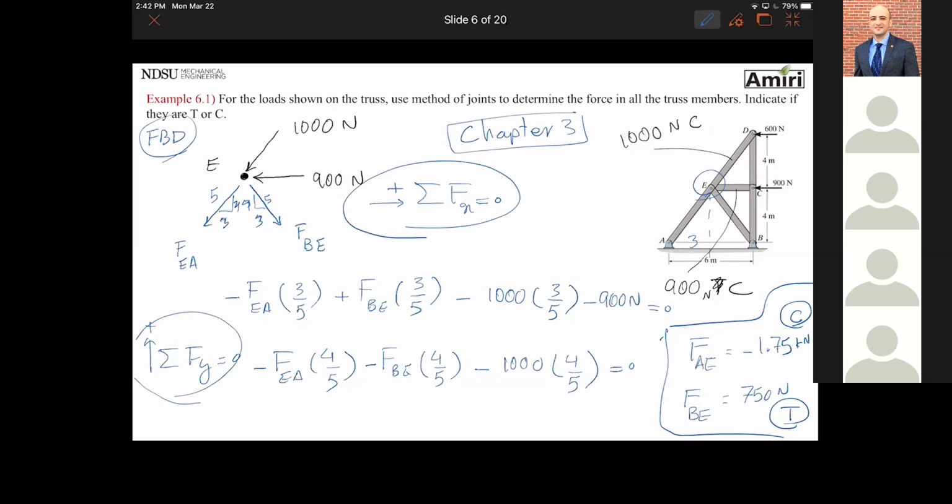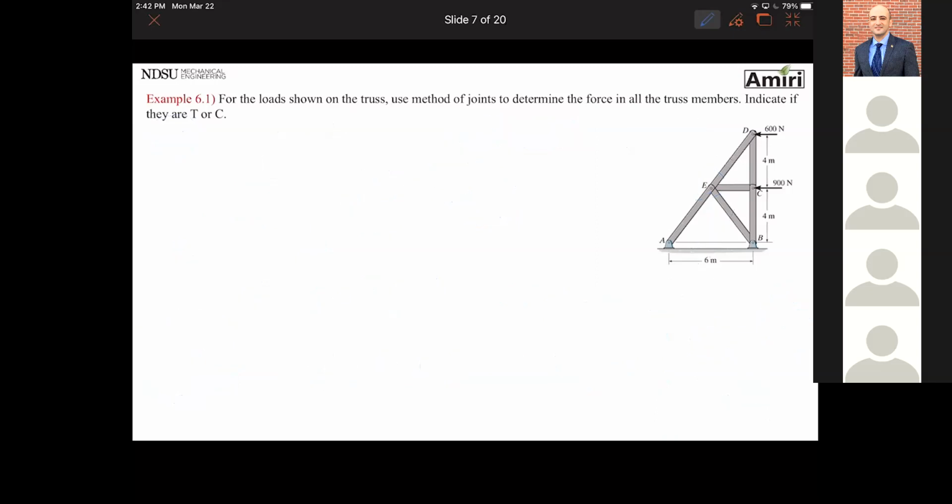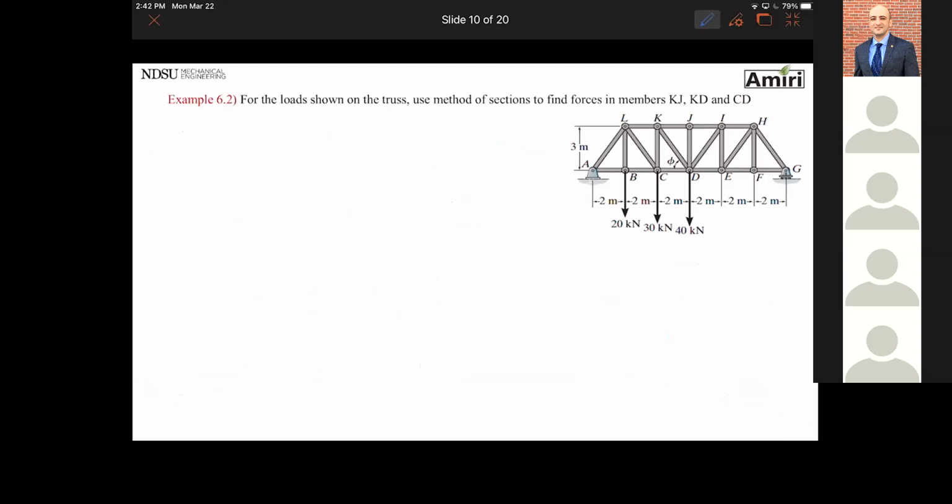I don't know how much time we have. I can start on method of sections, but we'll probably finish it next time. Any questions before we go on with method of sections? Okay. So let's look at a problem like this one. For the loads shown on the truss, use method of sections to find forces in members KJ, KD, and CD.